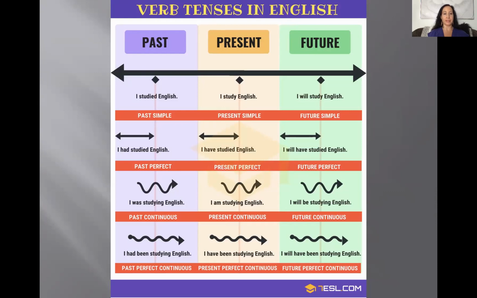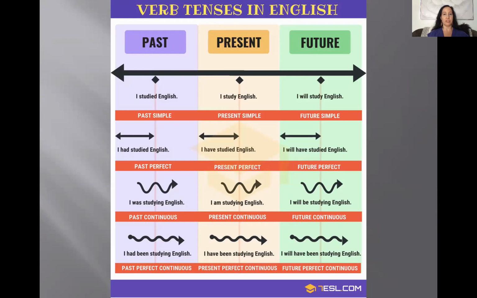So this is your past simple. I studied English. So that happened in the past, and it's just in the simple past tense. Then we have the present simple. I study English. And then we have the future tense. I will study English. Okay, and these are all simple. Now we have the past perfect, and we have the present perfect, and then we have the future perfect.